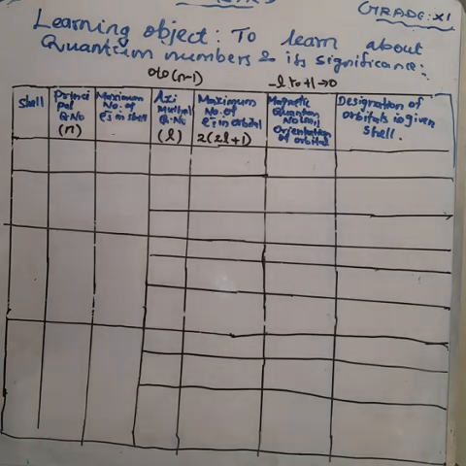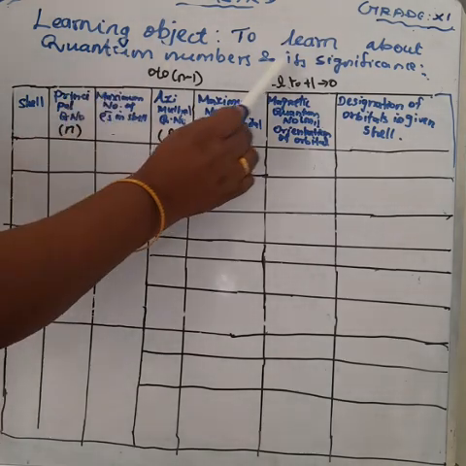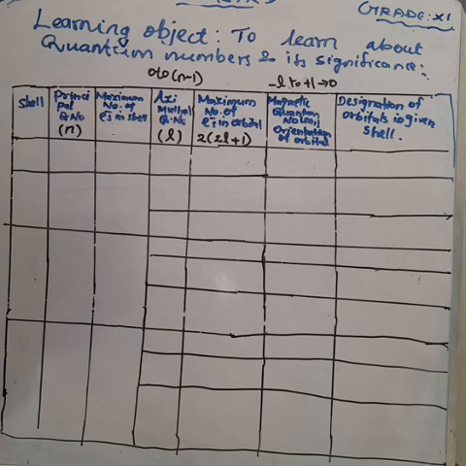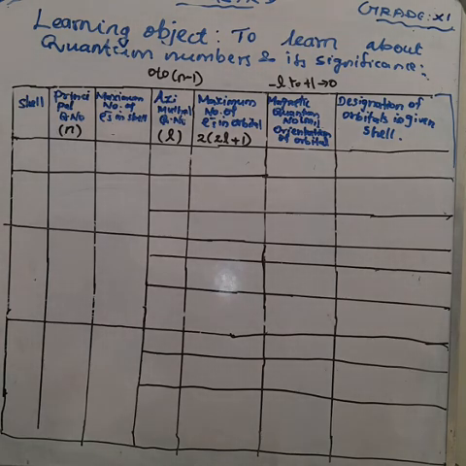Today we are going to study quantum numbers and their significance. About the four quantum numbers, we learned previously. You should study the four quantum numbers clearly, then only can you understand how to write the electronic configuration. And about the shape of the orbital, we can understand after studying the quantum numbers.